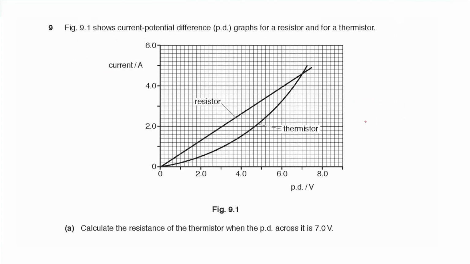Question 9 says figure 9.1 shows current potential difference graphs for a resistor and for a thermistor. Calculate the resistance of the thermistor when the potential difference across it is 7 volts. We need the current of the thermistor. So at 7 volts here, we go to the graph and then we read the current on the y-axis. This current is approximately, actually it is 4.6 amperes.